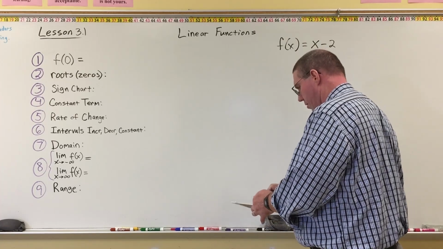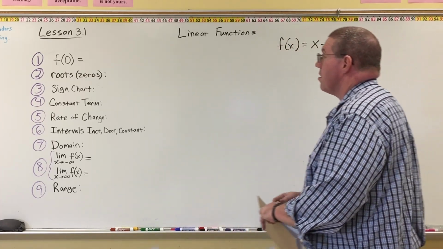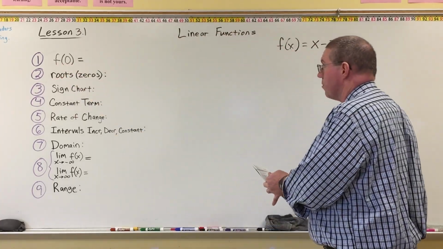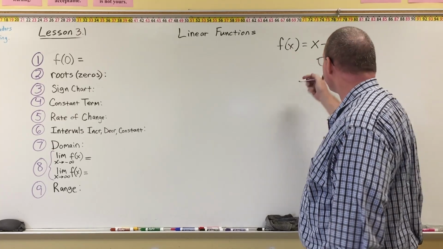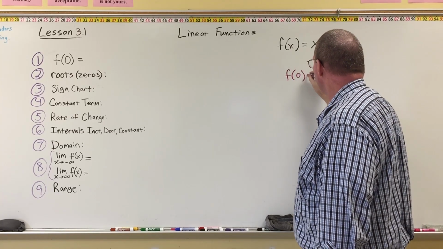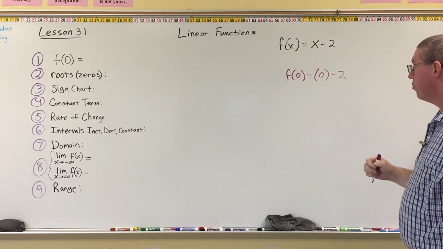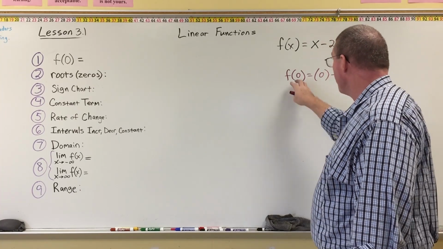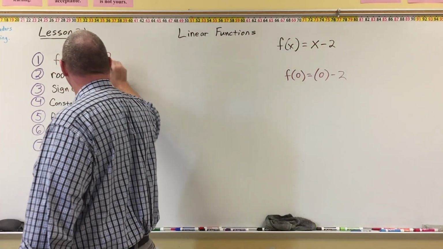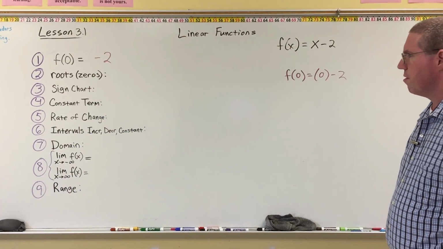I'm going to do it with a different color here. So we said that the way we find the f of 0 is we plug 0 in for x. So f of 0 is going to be equal to whatever 0 minus 2 is. Well, 0 minus 2 is negative 2, and so f of 0 is negative 2. And so for this linear function, f of 0 is negative 2. Now we're going to identify the roots, or the zeros.